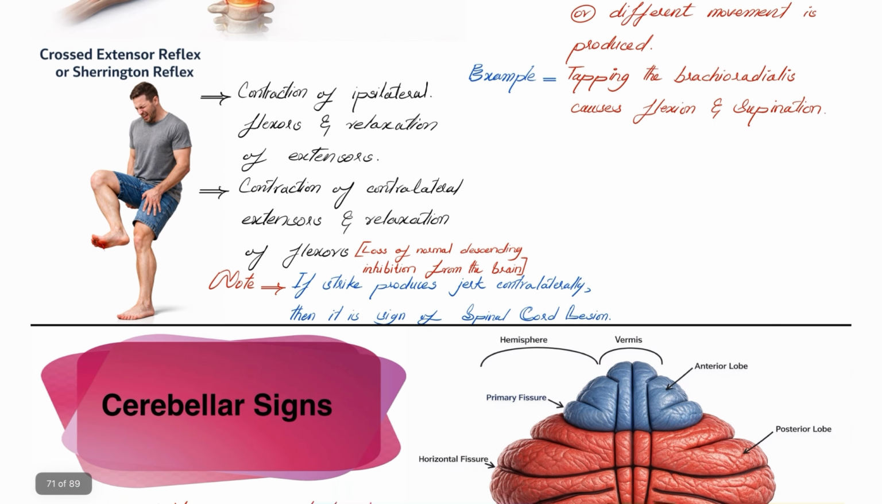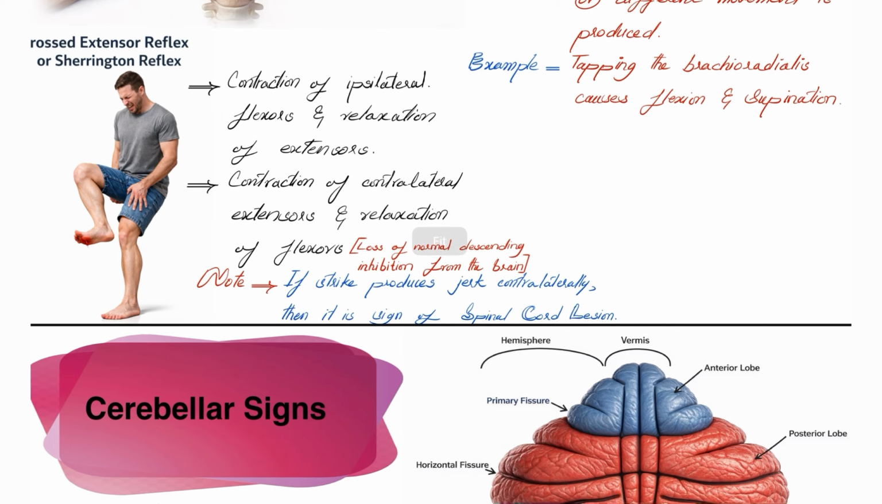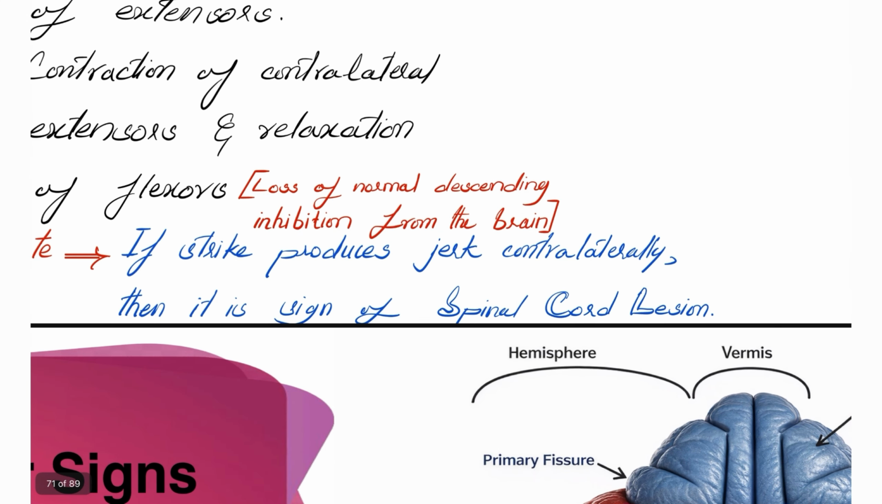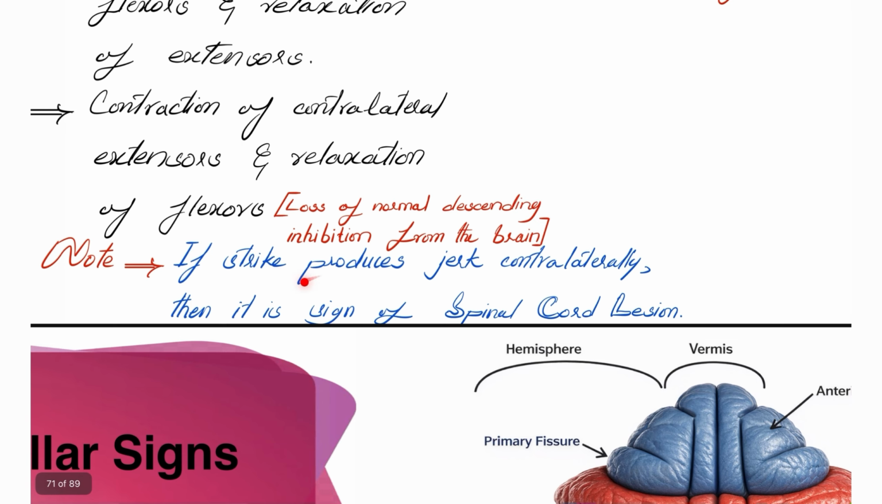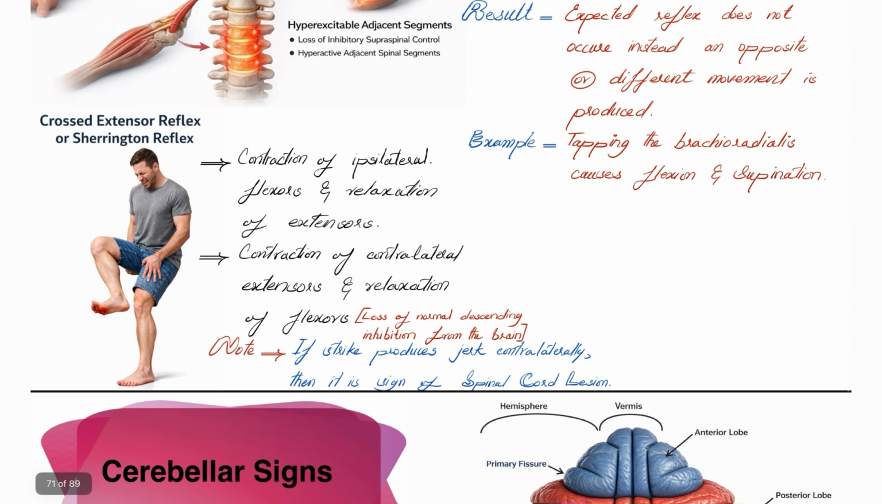There is another clinical picture related to deep tendon reflexes, which is called the crossed extensor reflex or Sherrington reflex. In this, there is contraction of ipsilateral flexors and relaxation of the extensors. On the other hand, there will be contraction of contralateral extensors and relaxation of the flexors. This indicates a loss of normal descending inhibition from the brain. And remember, if you strike and the strike produces a jerk contralaterally, then it is a sign of spinal cord lesion. So here our motor system examination ends.